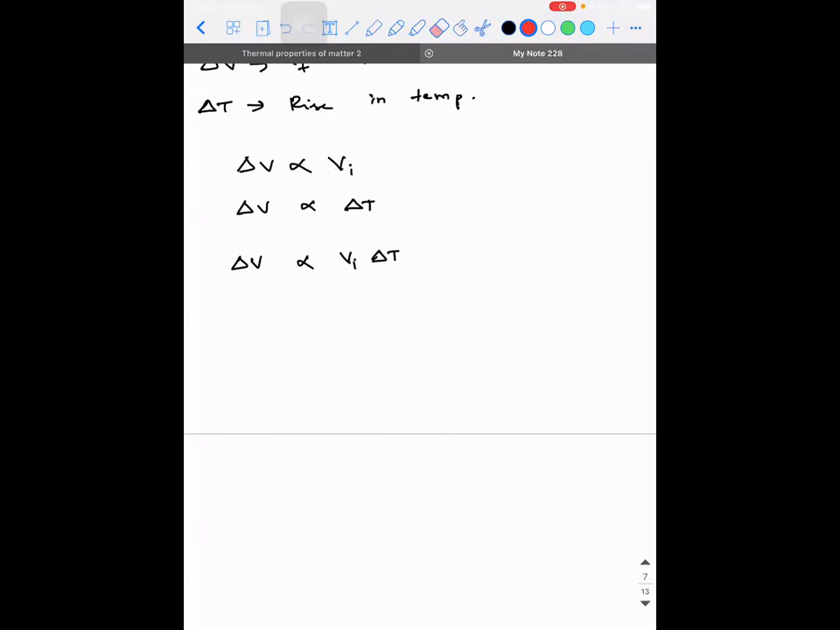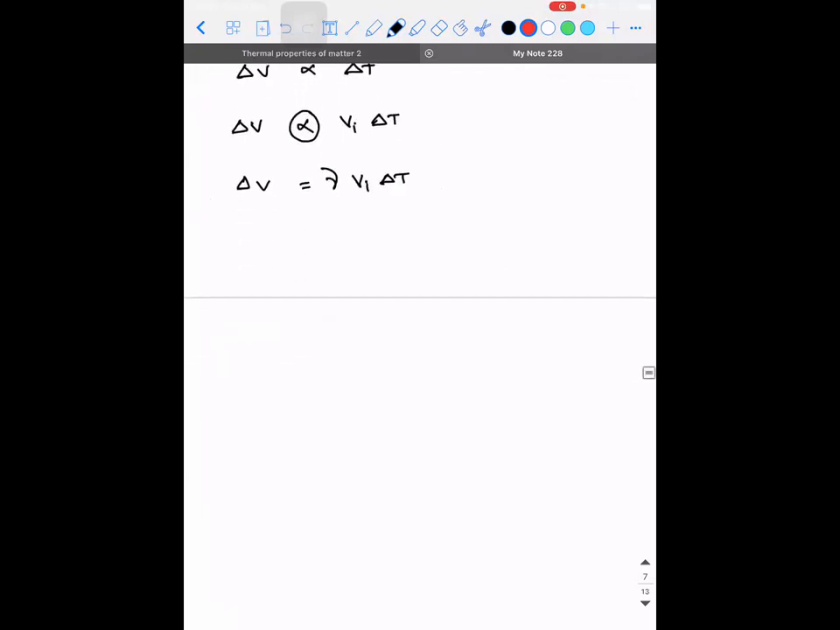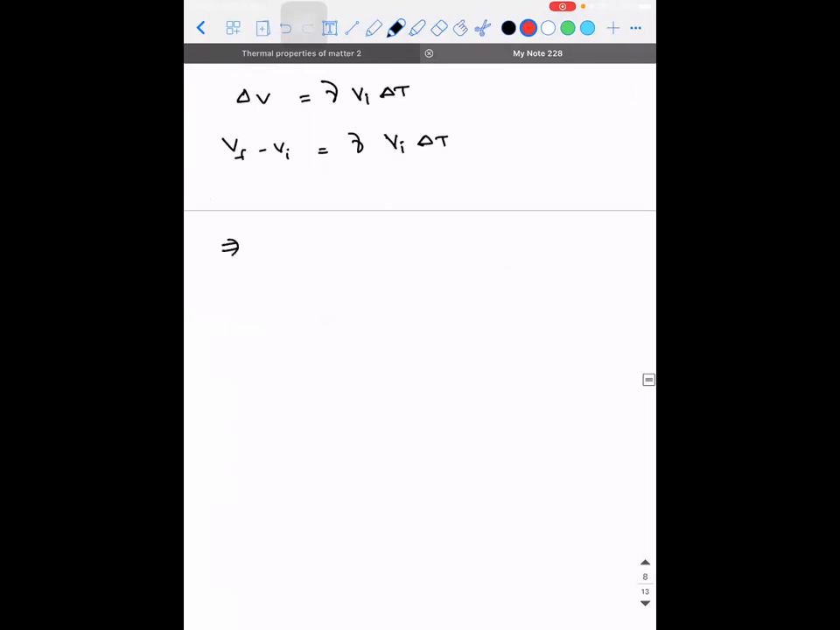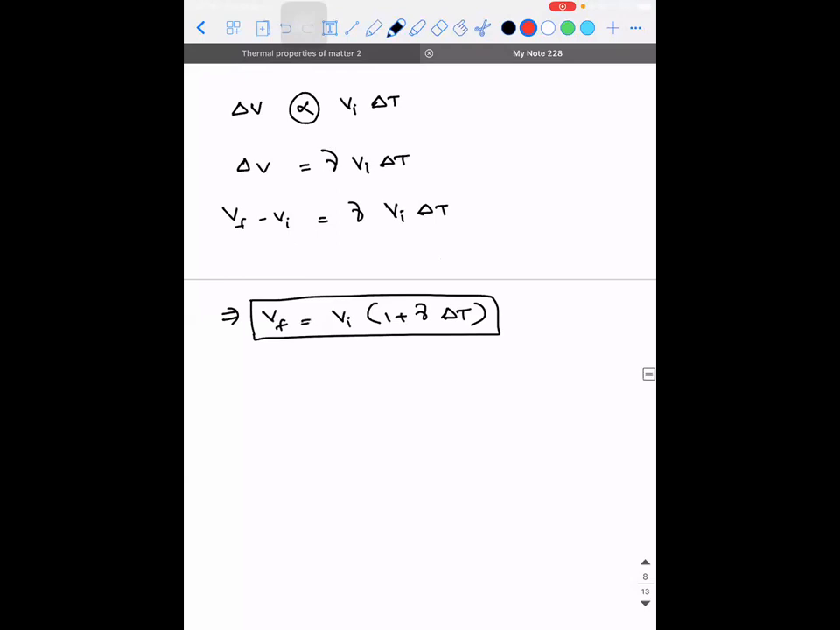If I remove the proportionality symbol, alpha is over, beta is over, now gamma into Vi into delta T. So what is delta V? V final minus V initial is equal to gamma into Vi into delta T. So what is V final, guys? It will be V initial into 1 plus gamma into delta T. Similarly, from this step, I can say gamma is equal to delta V divided by Vi into delta T.